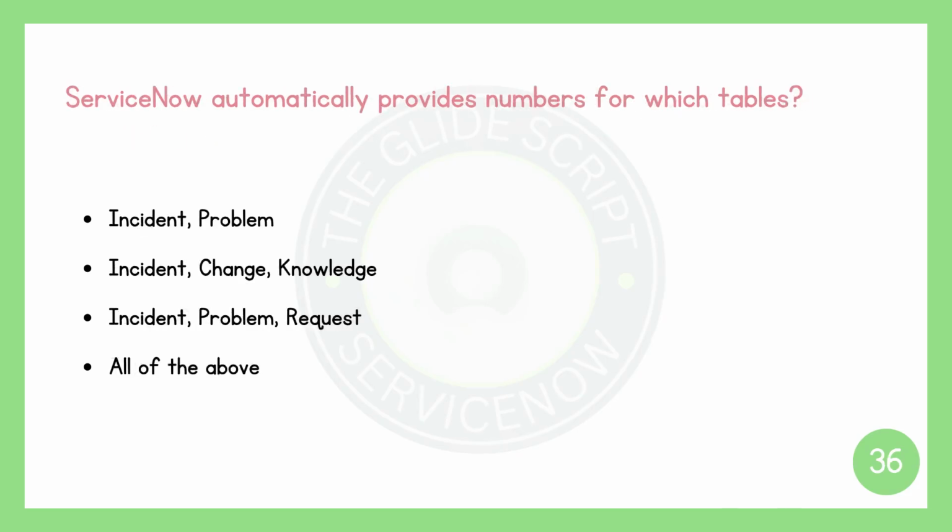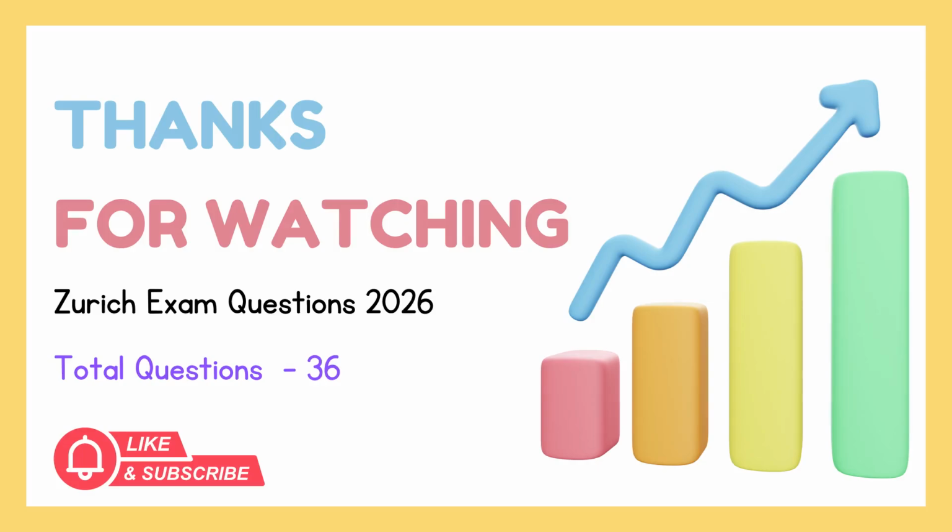And the last question for this part is that ServiceNow automatically provides number for which tables? Incident, problem; incident, change, knowledge; incident, problem, request; all of the above. And the correct option is all of the above. ServiceNow automatically generates unique number for various record types including incident, problem, change request, knowledge articles. So last option is the correct one. That's the end of part 8.